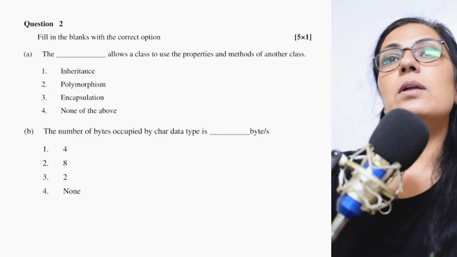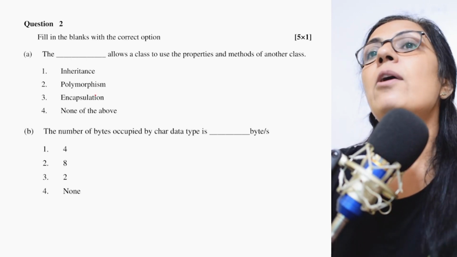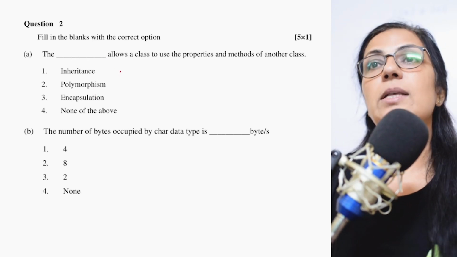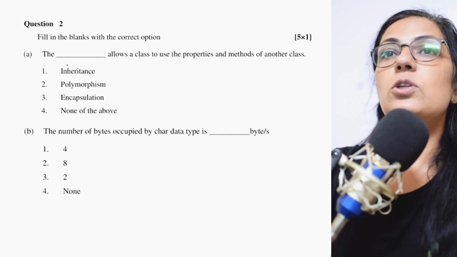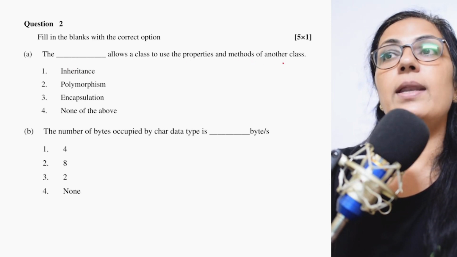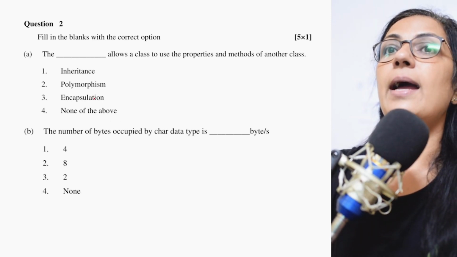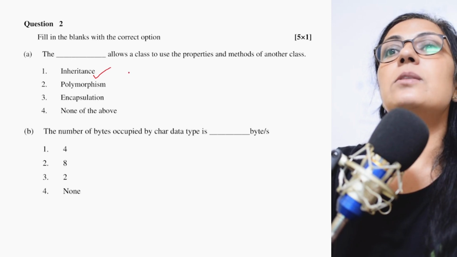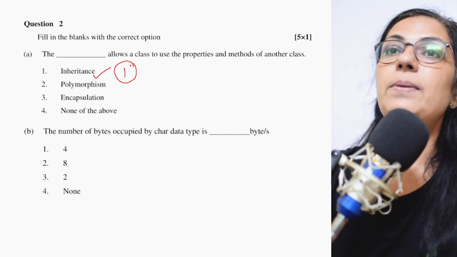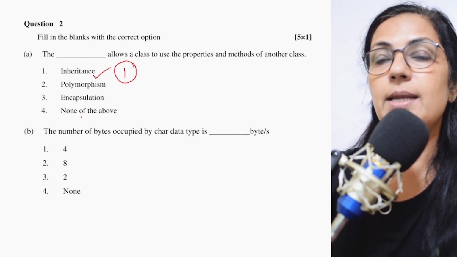Now we move on to question number 2. Here also the same type of question is there, but you have to fill in the blanks, where out of the given options one word has to be filled, right? The first question says, the dash allows a class to use the properties and methods of another class. That means one class will acquire the properties of another, and that OOPS principle is known as inheritance. So option 1 is the correct answer. Children, please learn the definitions of all object-oriented programming principles, right?